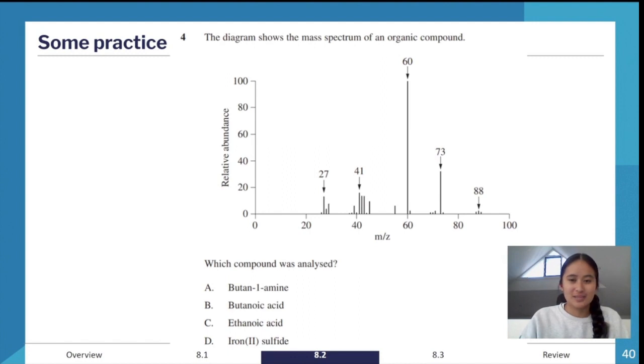It's pretty easy to eliminate. I eliminated A and C because they didn't add up to 88, and iron sulfide is just impossible, so it has to be B. That was a really quick way to do it, but a lot of the time there will be an obvious answer, and if not, then look at the fragments, look at what that 60 means, or that 27, or that 41.